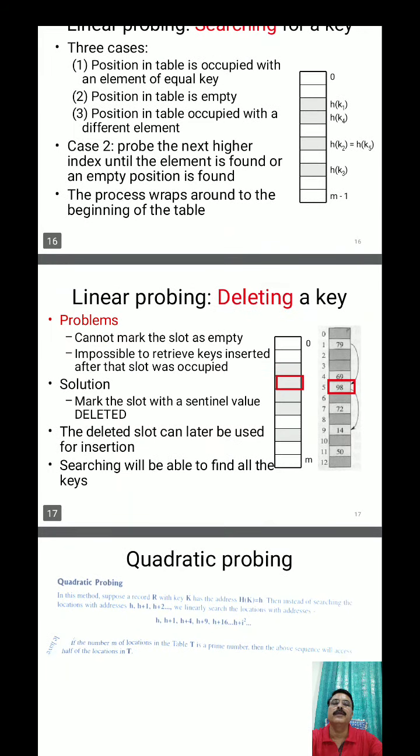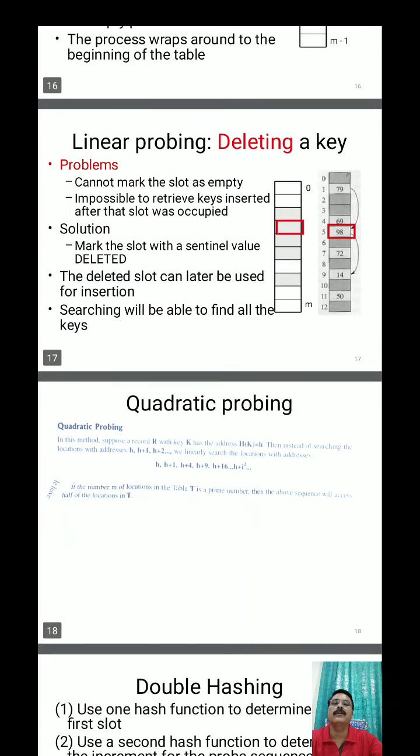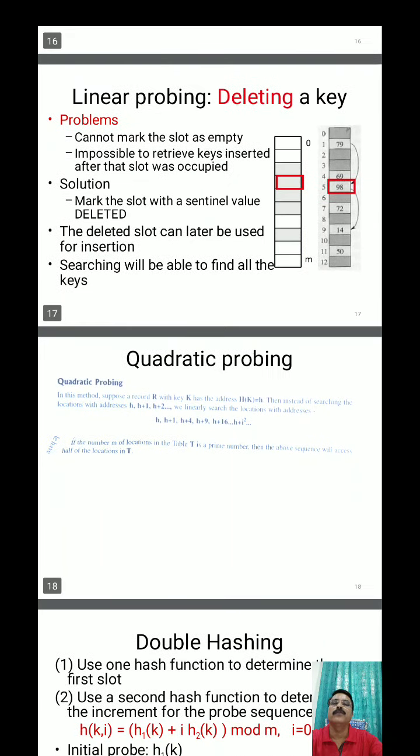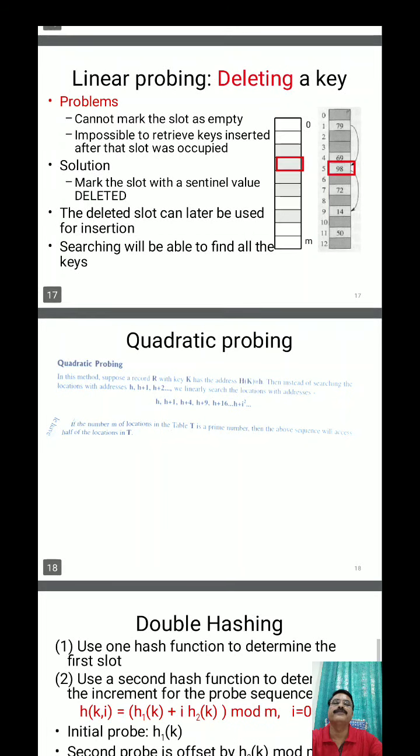Linear probing, deleting a key. Problems: we cannot mark the slot as empty, and it is impossible to retrieve the keys inserted after the slot was occupied. The solution is to mark the slot with a sentinel value, that is, deleted. The deleted slot can later be used for insertion. Searching will be able to find all the keys.